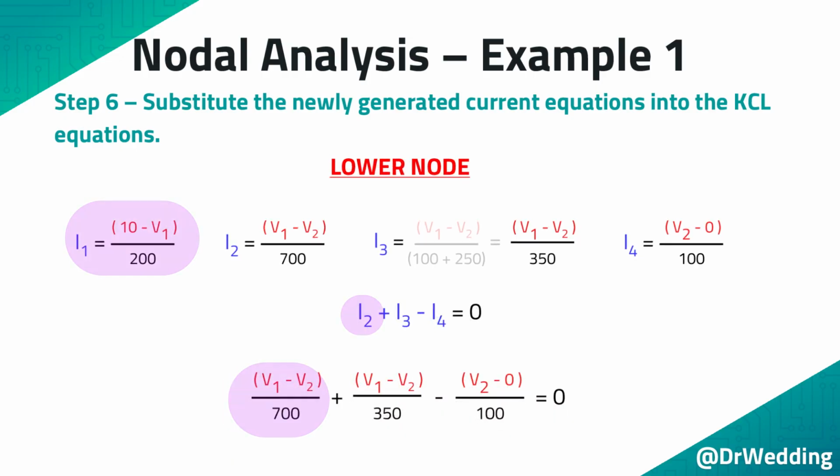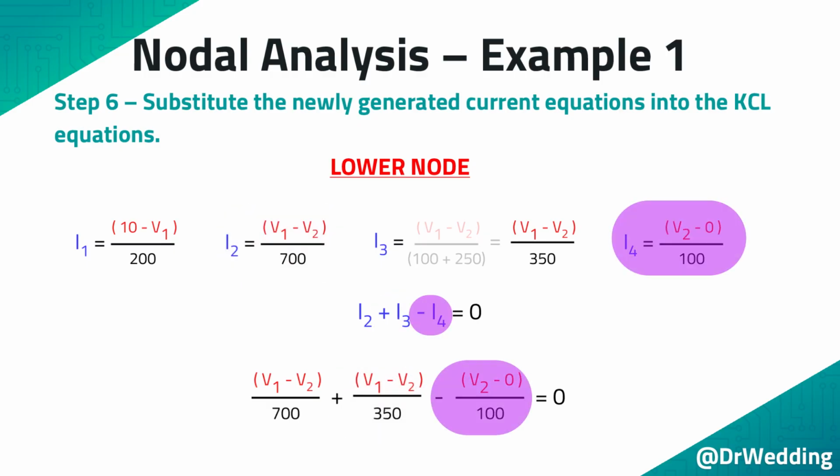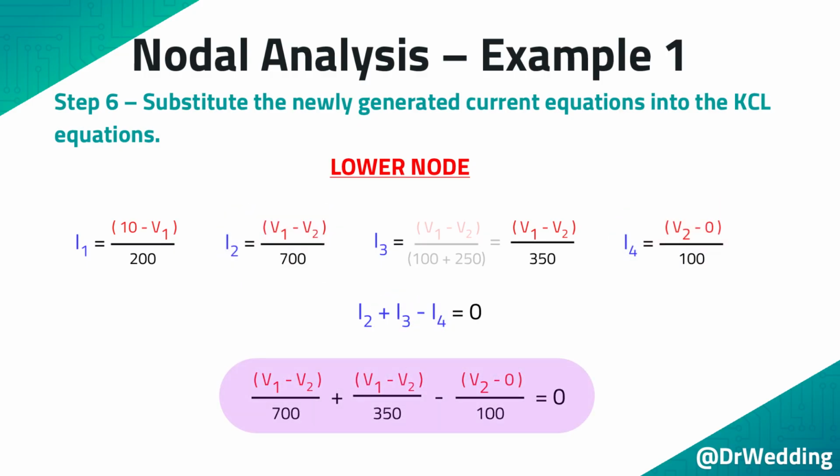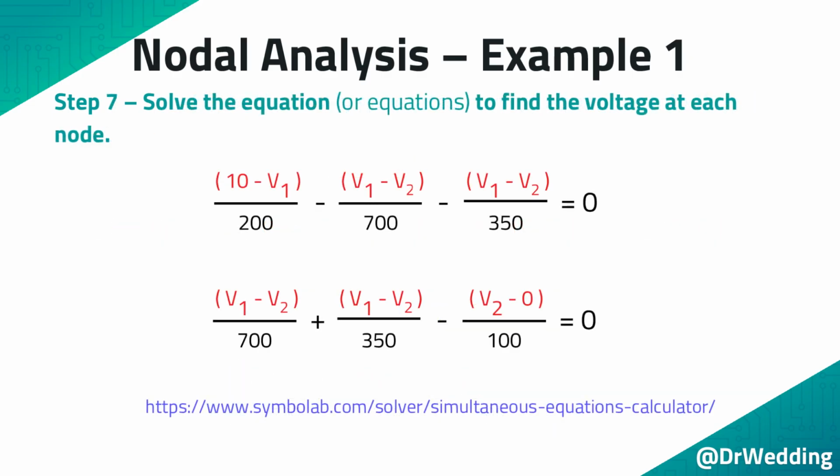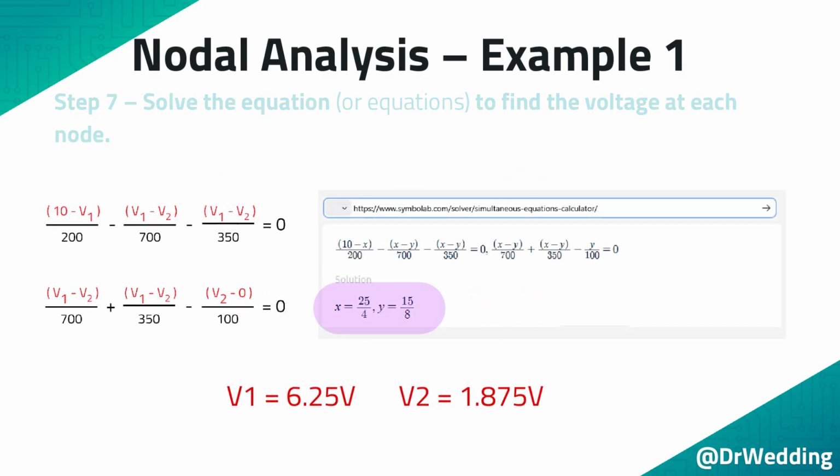This process is repeated for the lower node. The KCL equation from the lower node is shown below. This updated equation is now in terms of V1 and V2. Step 7. Solve the equations to find the voltage at each node. The two equations are solved simultaneously using the online calculator. The voltage at the upper node is 6.25 volts and the voltage at the lower node is 1.875 volts.